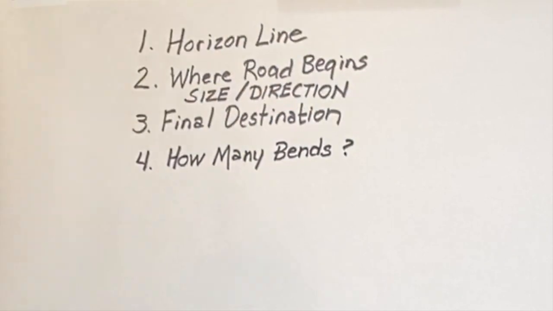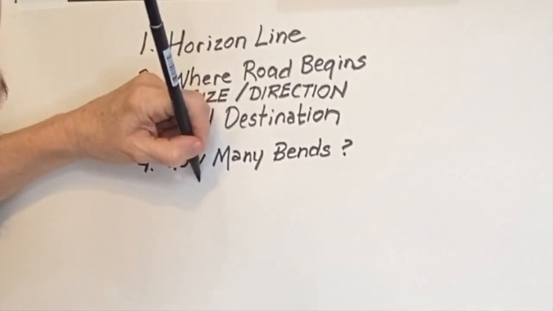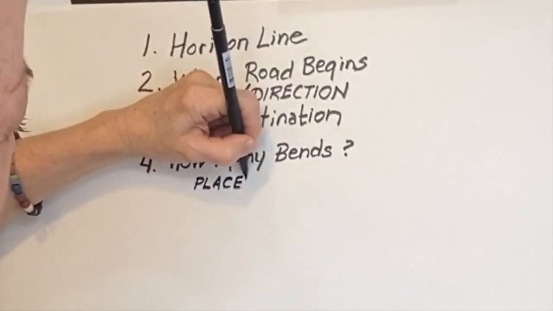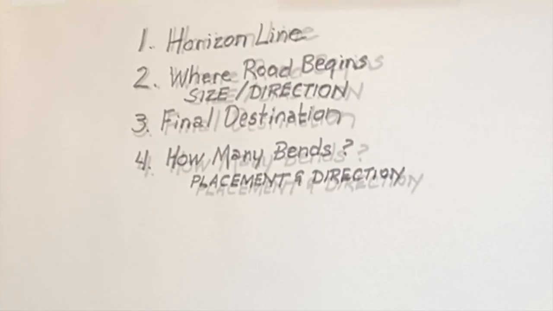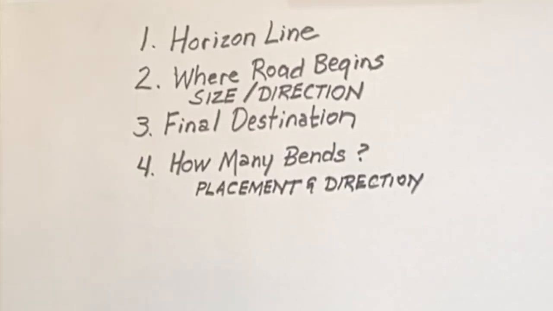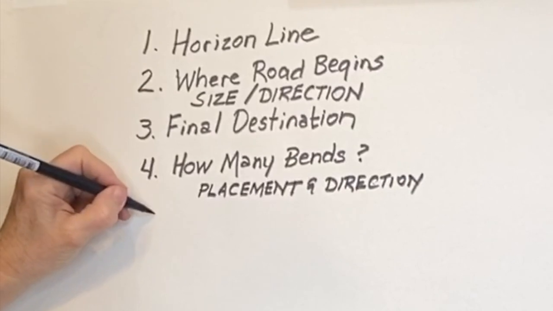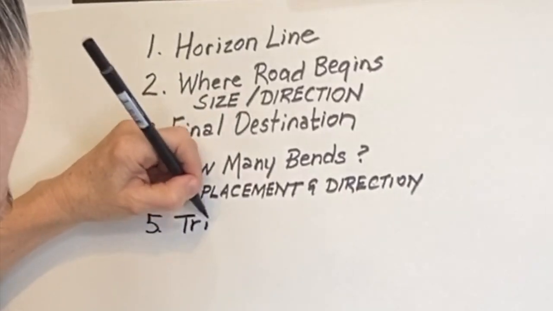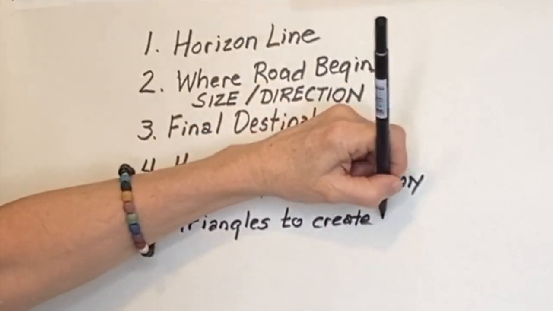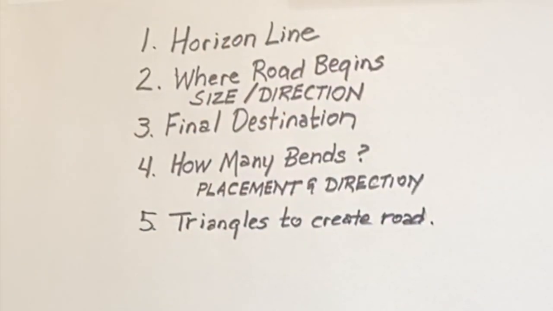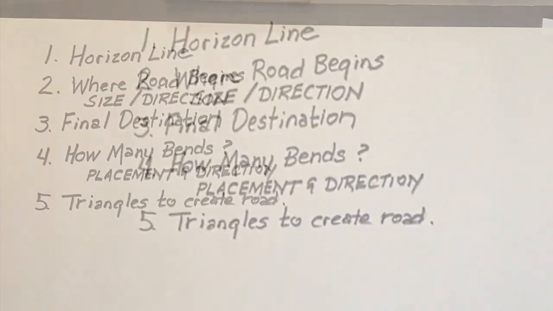4, how many bends are going to be in our road? Do you want it really curvy? Just no bends or maybe just 1 bend? And then we have to do the same thing that we did in 2. We kind of have to determine where's the placement of the bend and what direction is it going to go in. Then we can finally move on to 5, which I like to just call triangles. We're going to be creating a lot of triangles here. And I'll first start out with some simplified examples and then we'll add a bit more complexity.